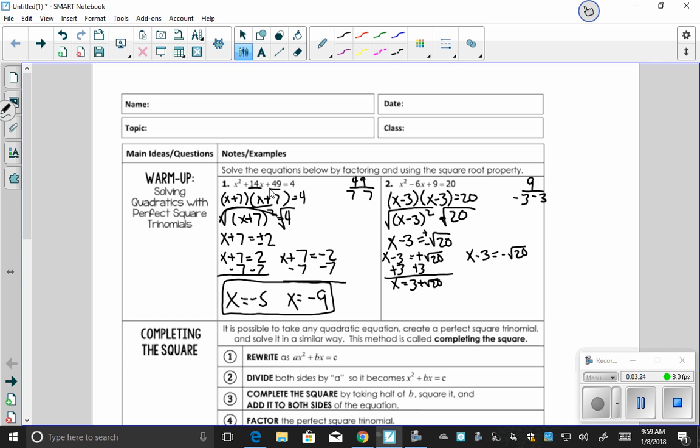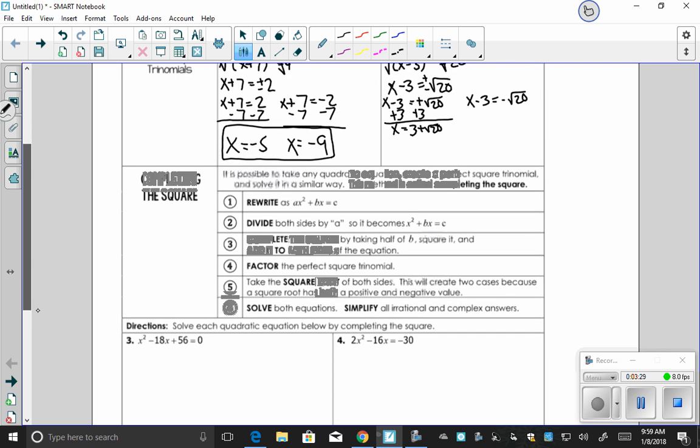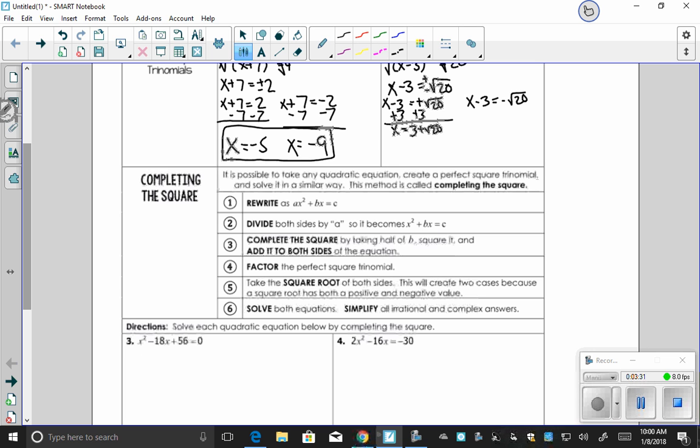Square root of 20 can simplify. So because the square root of 20 can simplify, you can take 20 and split it up. A perfect square that will go into 20 is 4 times 5. The square root of 4 is 2. Square root of 5 is the square root of 5. So it's going to be 3 plus 2 square root of 5. That is the simplified answer.